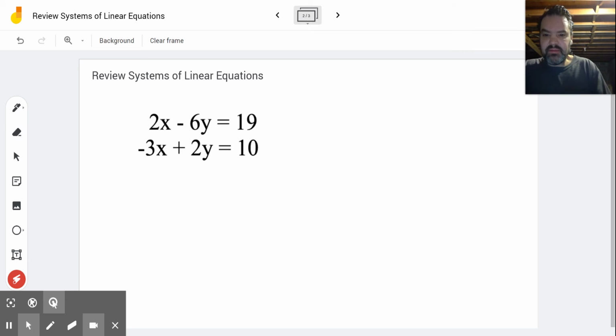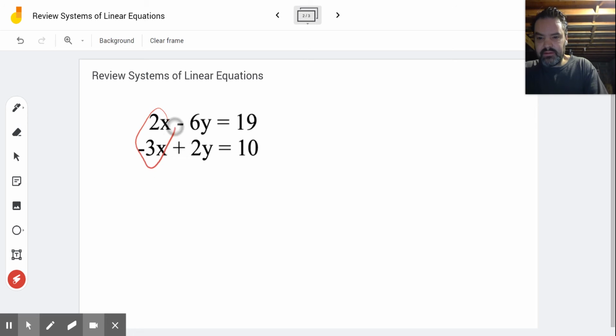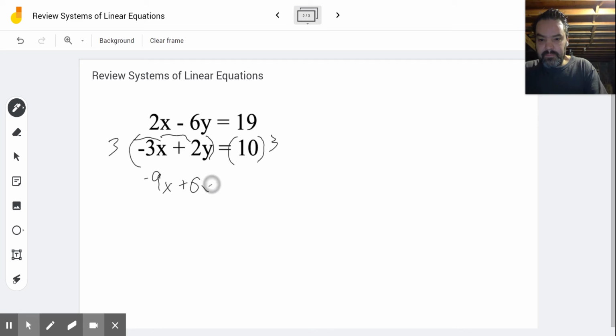In this next example, we can't just add these together because nothing is going to cancel out. This will not cancel out with this. This doesn't cancel out with this. So I need to put it in a form where it will cancel out. In order to do so, I'm going to multiply everything by 3. Remember, if you multiply one thing by 3, each term needs to be multiplied by 3. So this now is going to be negative 9x, distributing across here, negative 9x plus 6y equals 30.